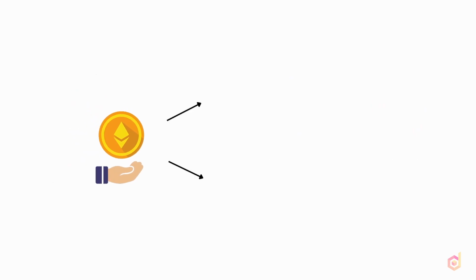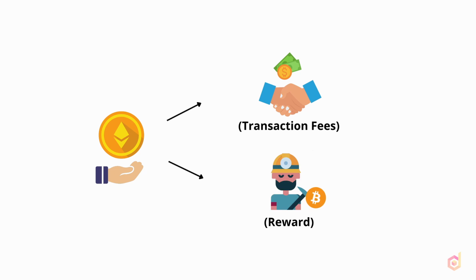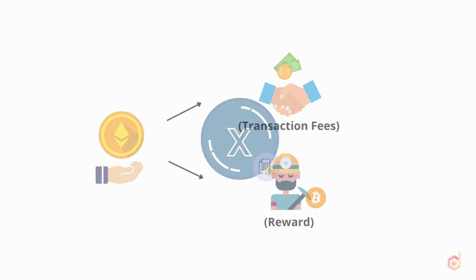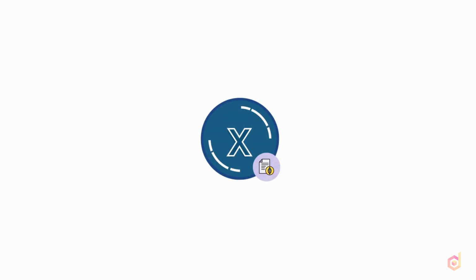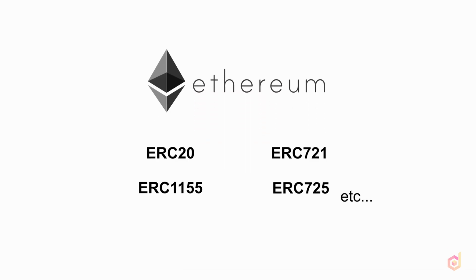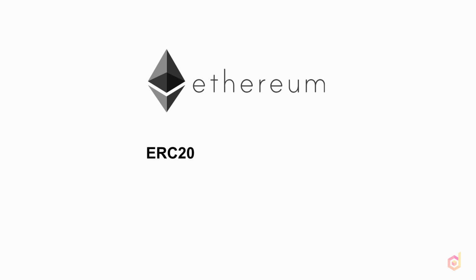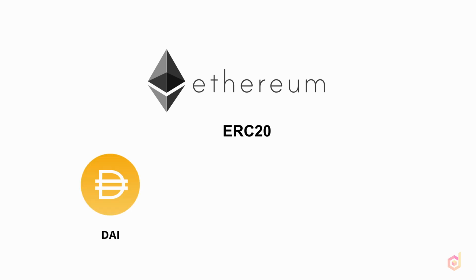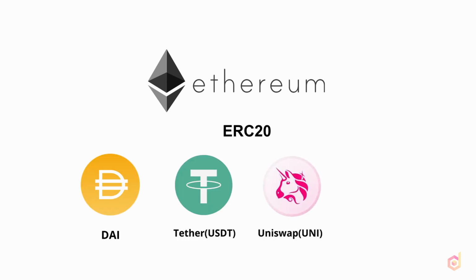The native token on any public blockchain is used to pay transaction fees or as a reward for miners or validators, according to the consensus algorithm. Whereas tokens launched using smart contracts can have various use cases. There are various standards on Ethereum which define what type of token a smart contract is written for. Some of the ERC20 tokens launched on the Ethereum blockchain are DAI, Tether, Uniswap, Chainlink, etc.